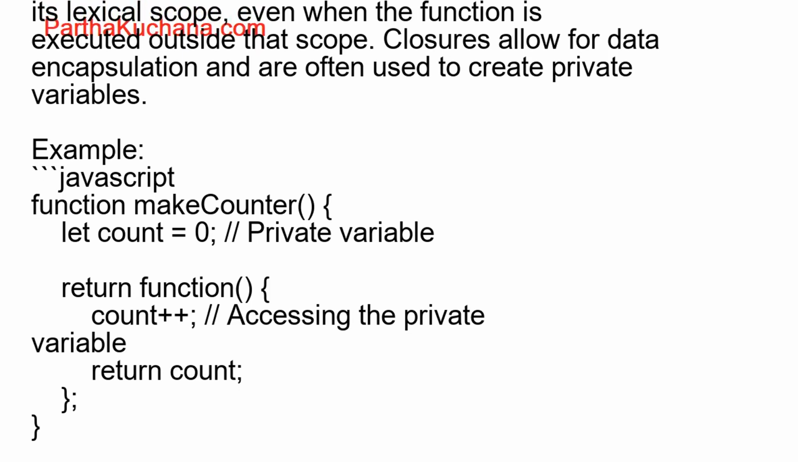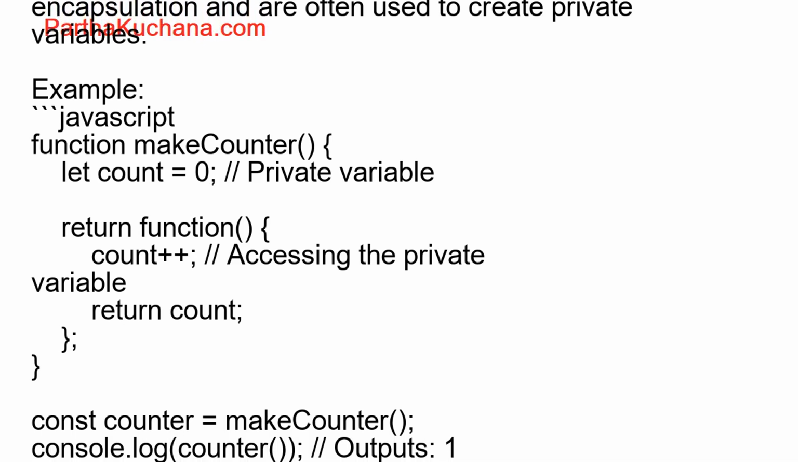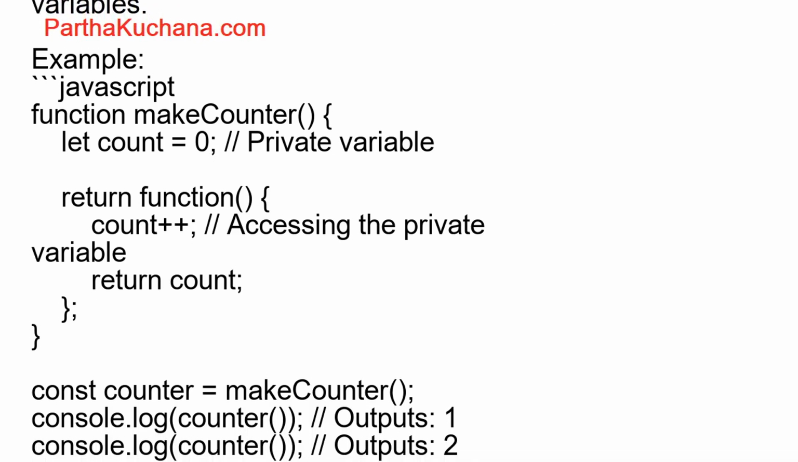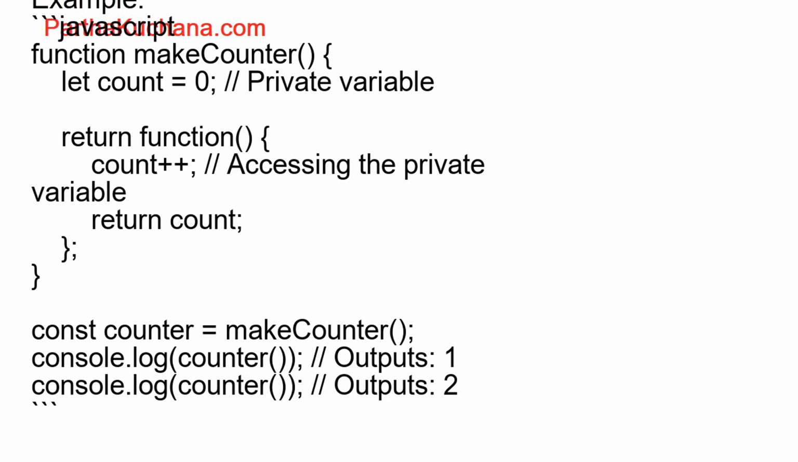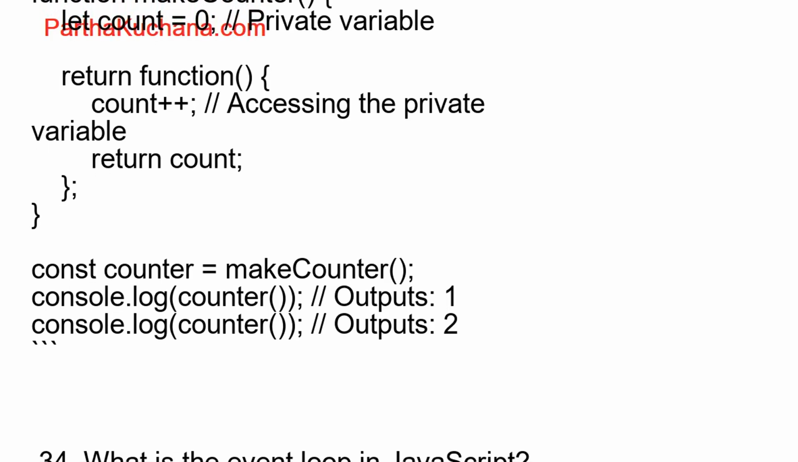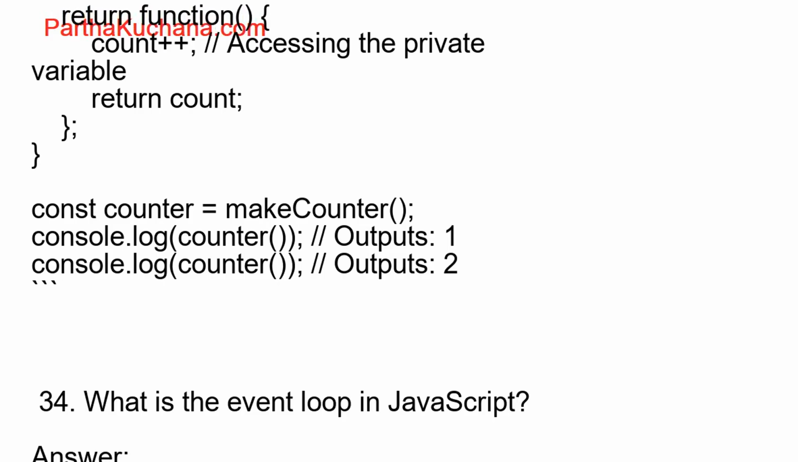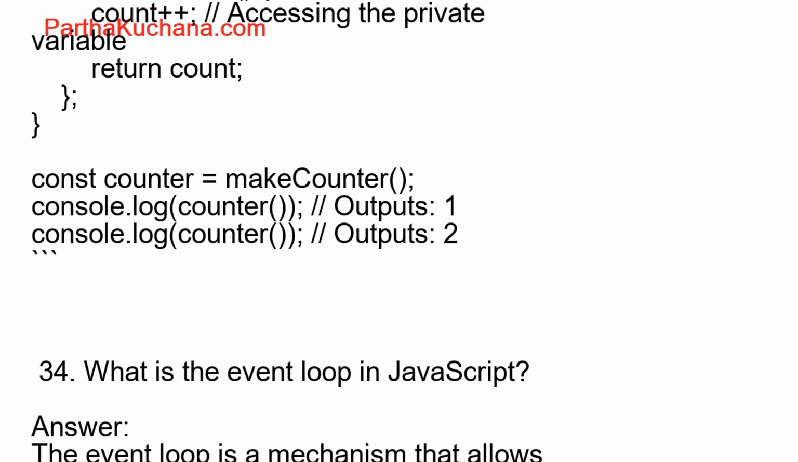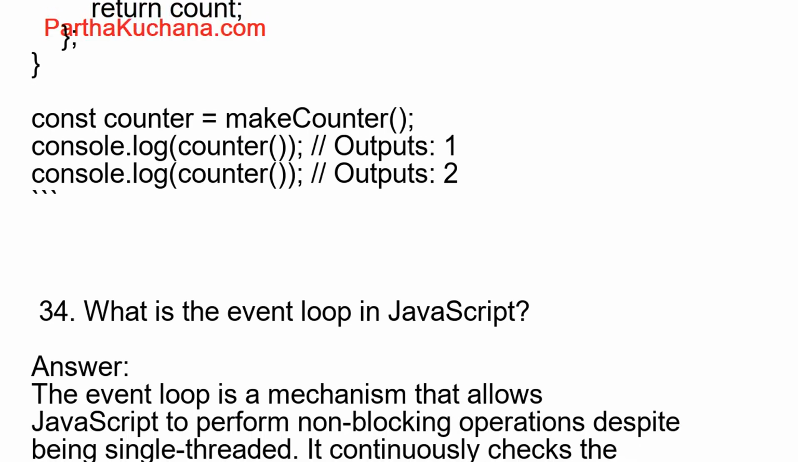36. What is the this keyword in JavaScript? Answer: the this keyword refers to the object that is currently executing the function. Its value can vary depending on how a function is called, and it can behave differently in regular functions, arrow functions, and methods. Example, JavaScript. const person equals name, John, greet. console.log hello, my name is $name.